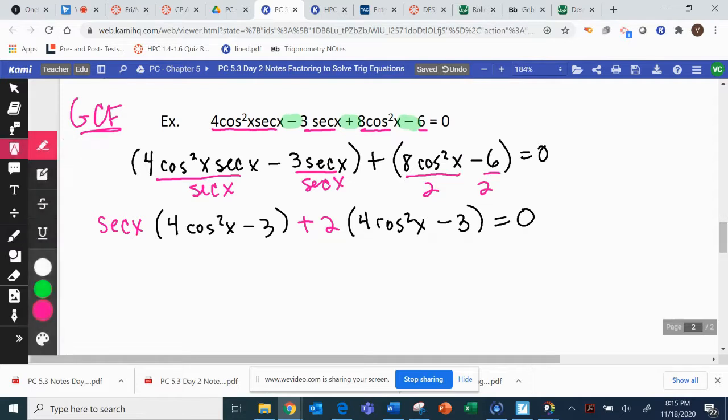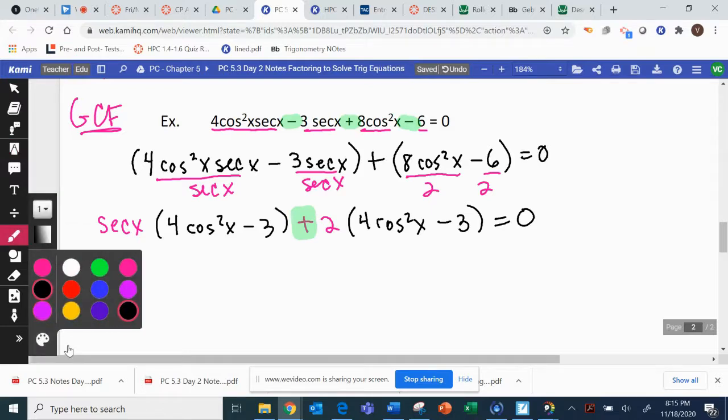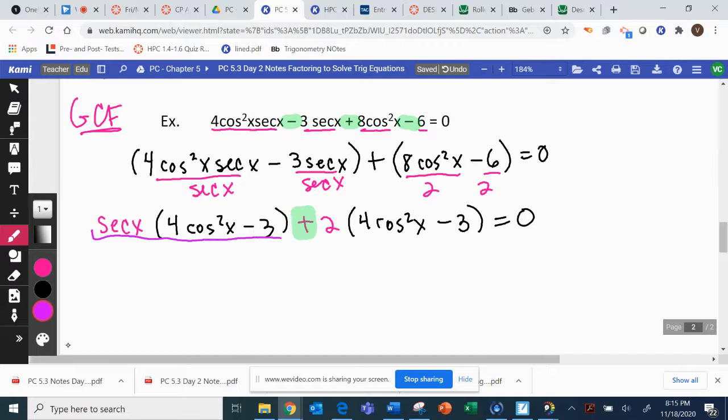Once I've factored each group, we are looking at this equation having 2 separate terms. There is a term here and a term here. And oops, I'm sorry, I messed up the second one. It starts with a 2. There we go. Now I'm going to try to factor this binomial that is separated by 2 terms. We're going to start over with factoring. Again, GCF. Is there a greatest common factor between these 2? And there is. It's the 4 cosine squared x minus 3.